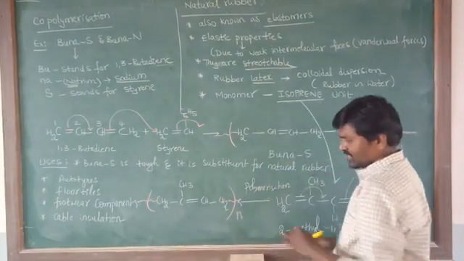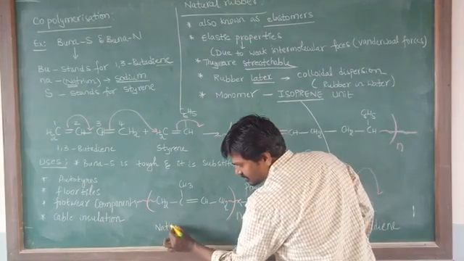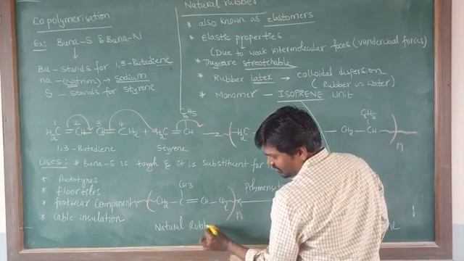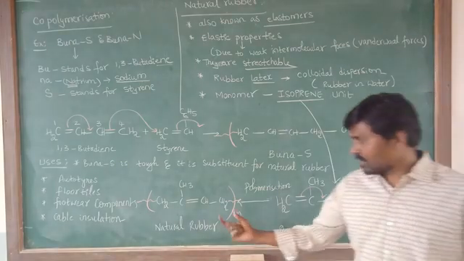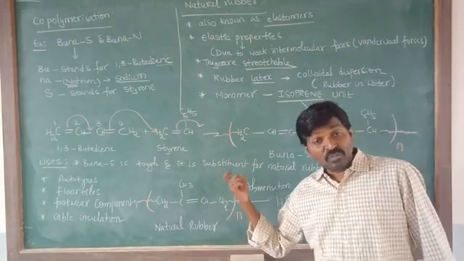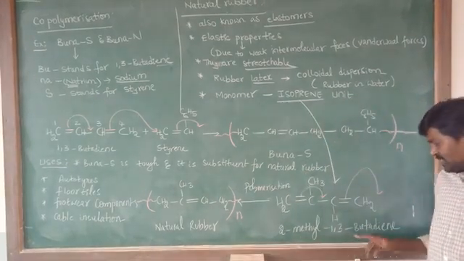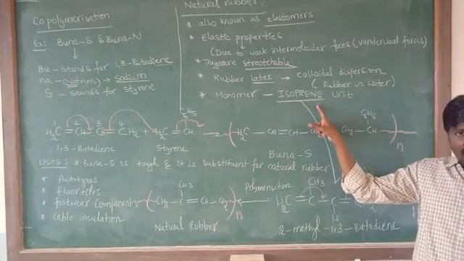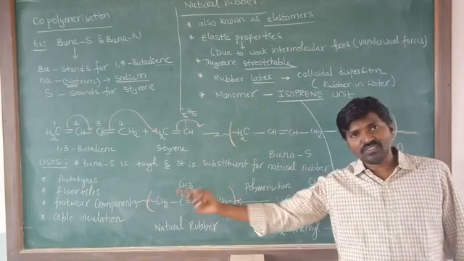Now n here, okay? Now this is called natural rubber, okay? How is this natural rubber prepared? What is the monomer that we have taken here? It is 2-methyl 1,3 butadiene we have taken, okay? Or it is also called isoprene. Now this is the monomeric unit that is used for the preparation of the natural rubber.